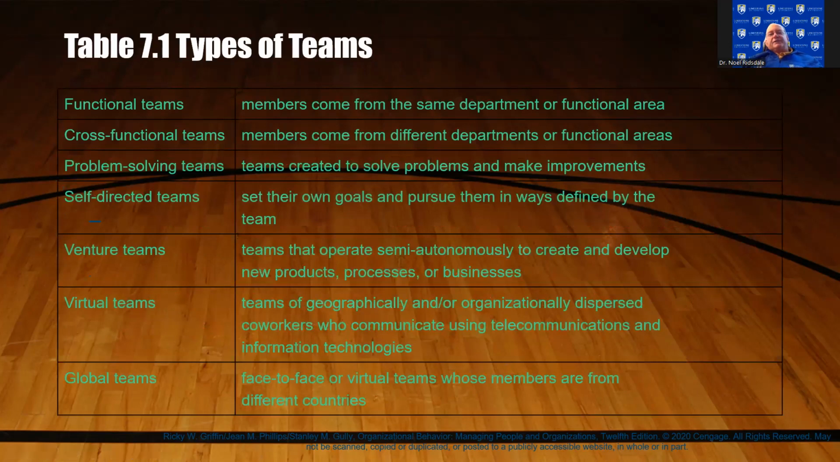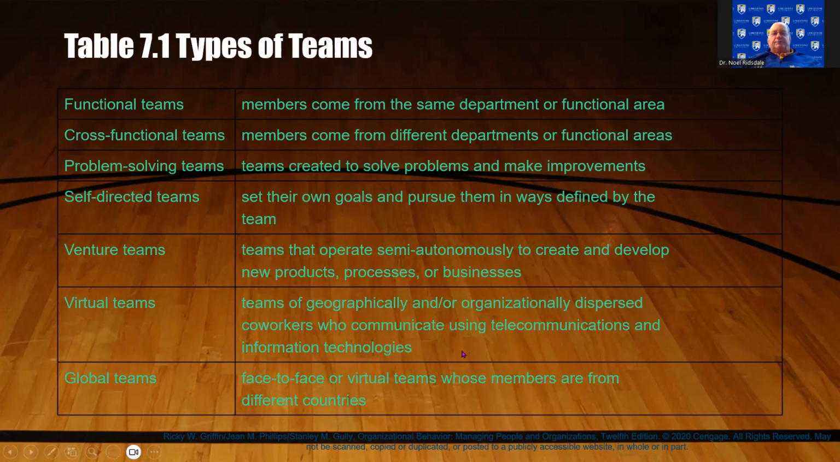In this screen, we've got the different kinds of teams. Functional teams are ones that all come from the same department or functional area. Cross-functional teams come from different departments, like the matrix structure we talked about from an organizational perspective. Problem-solving teams: you've got a problem, so you put a team together to solve that problem and make some improvements. Self-directed teams set their own goals and operate entirely on their own. Venture teams are usually developed for new products or new lines. They are self-autonomous, but they act within a constrained environment.